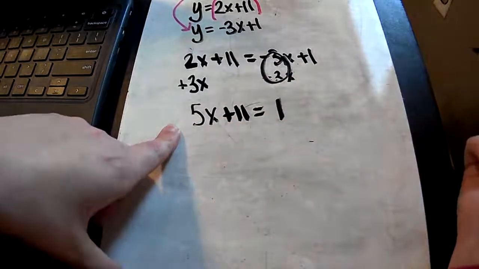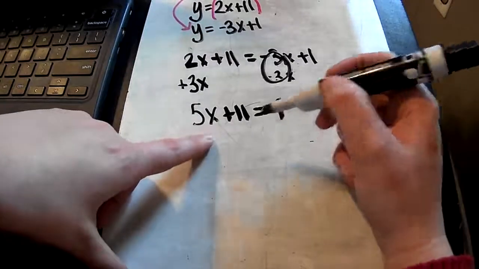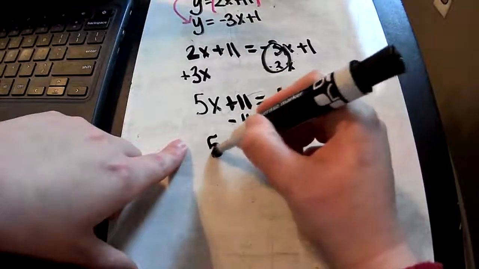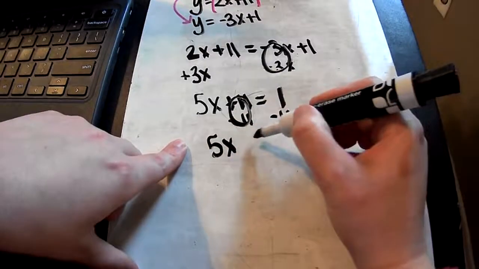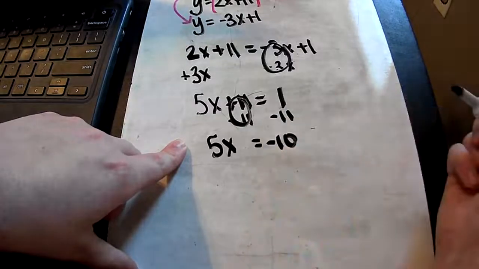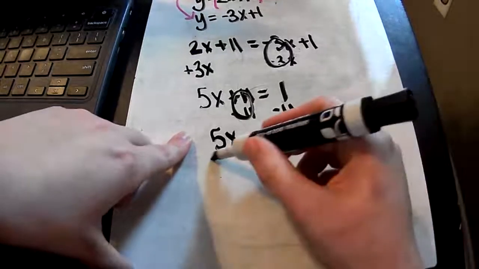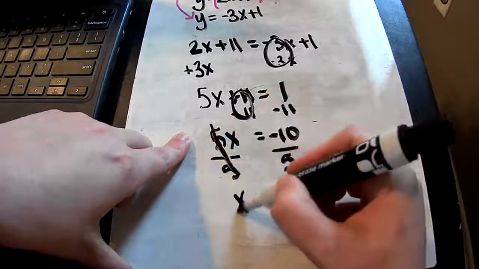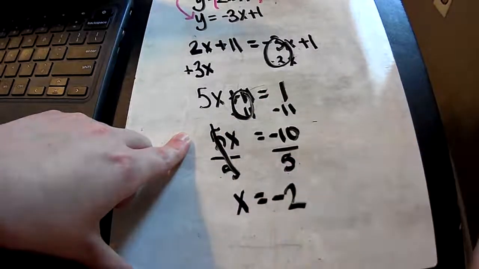All right, so now it's a two-step problem, right? I'm trying to solve and get x by itself, so I'm going to subtract 11. 5x, those are going to cancel, equals 1 minus 11, which is negative 10. If I want x by itself, I'll divide by 5. Those will cancel. x equals negative 2.